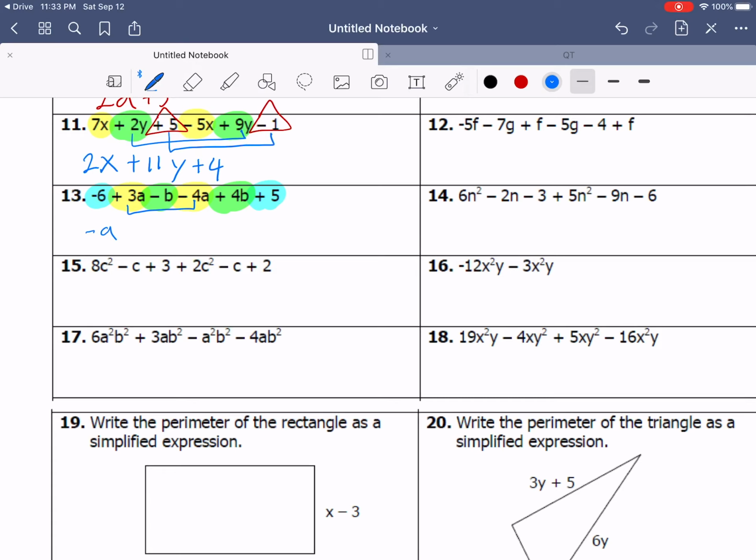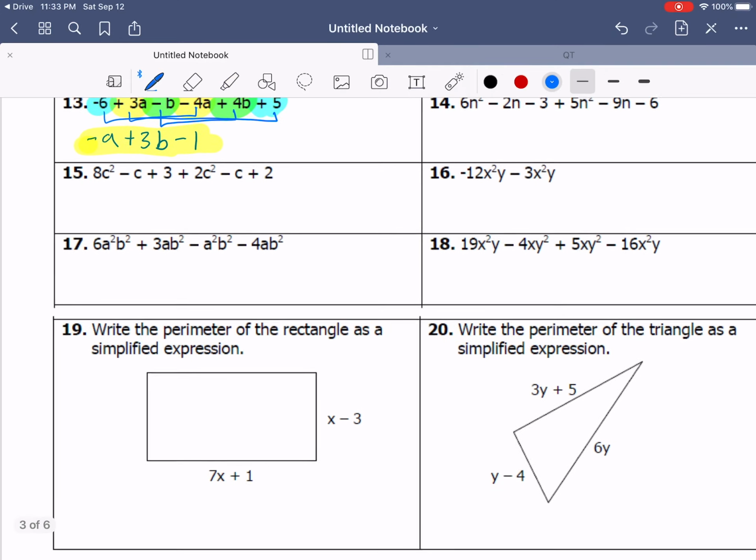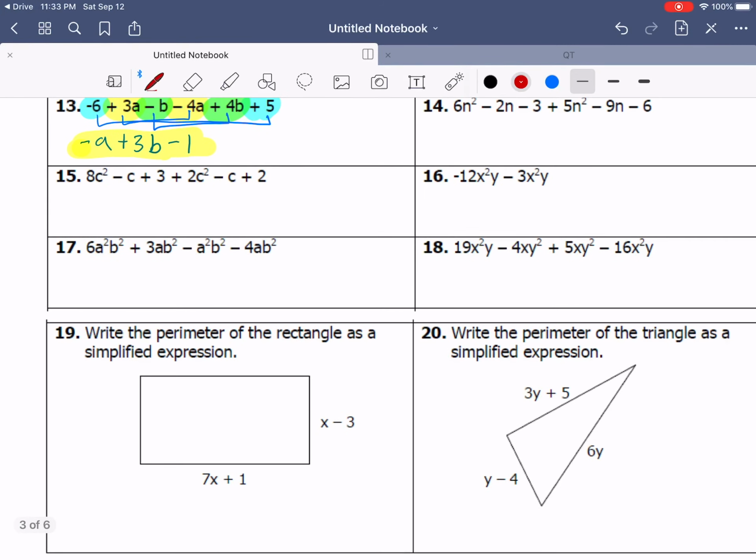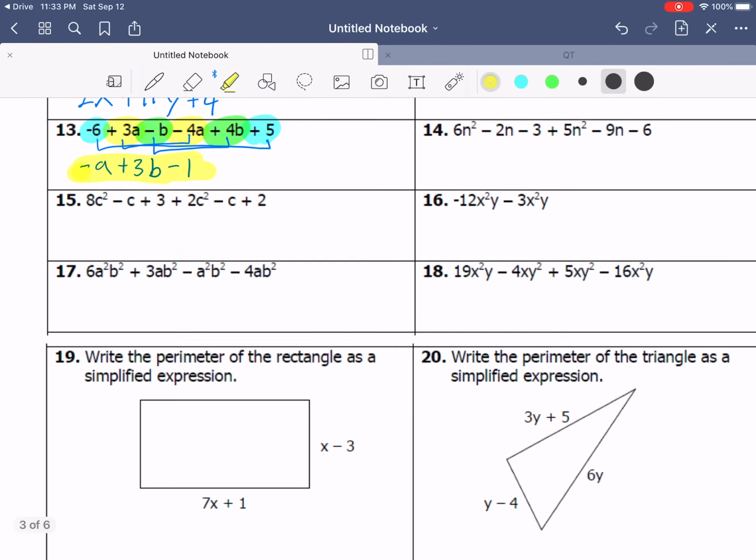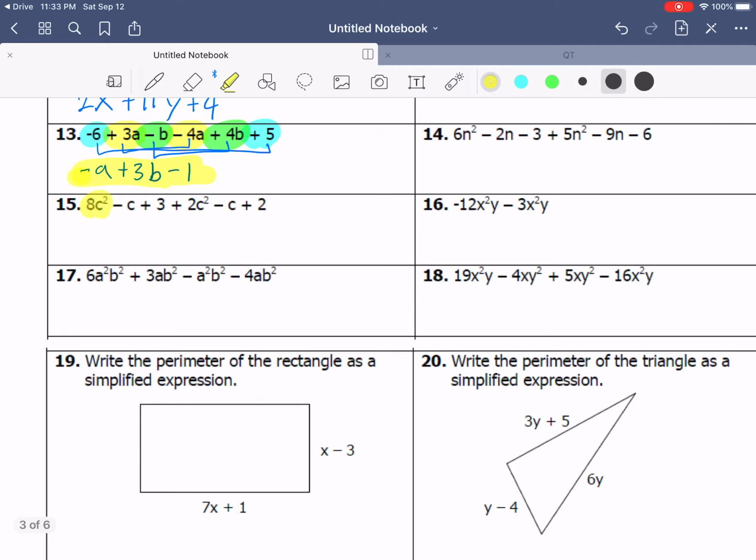It's up to you. Negative b plus 4b. Negative 1 plus 4, which is plus 3b. At last, negative 6 plus 5 will give you negative 1. So this is going to be your answer. Okay, simplified expression.